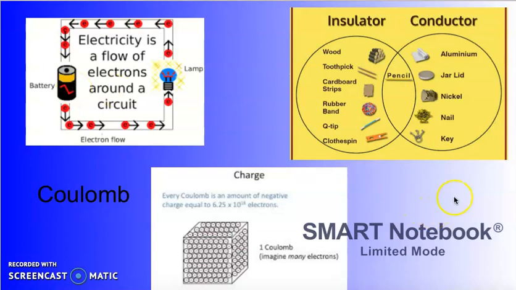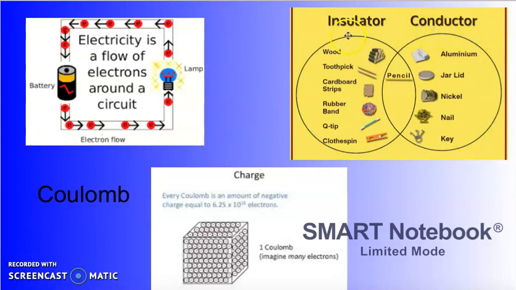Now, two final terms are insulators and conductors. When you have electricity flowing, you kind of have to have it through something like a conductor, and you see key and nail and nickel and things that are mostly metal in here. Now, it says jar lid. That has to be some kind of metal jar lid. These things that are metal are better conductors than things like clothespins and rubber bands and cardboard strips that are not metal. The things that do not conduct electricity or heat very well are called insulators. The things that do conduct heat and electricity very well are called conductors.